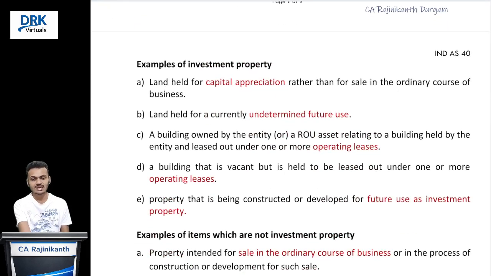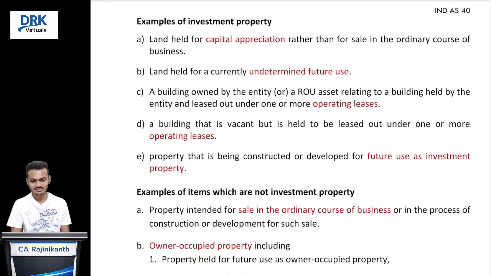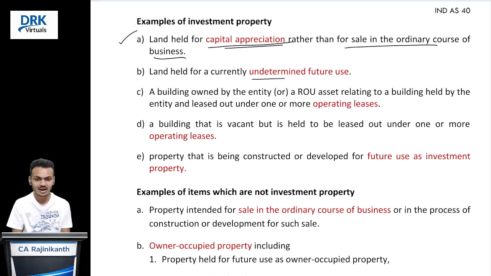And next one is examples of investment property. We should cover this, okay? First one, land held for capital appreciation rather than for sale in the ordinary course of business. Straightforward, right? It is a definition. Land held for currently undetermined future use. We are having a land, but we have no idea for what purpose that land we are going to use in future. So in this case, treat it as investment property.